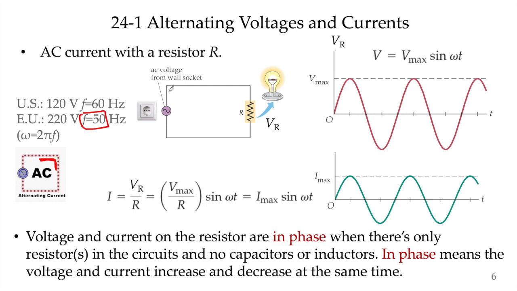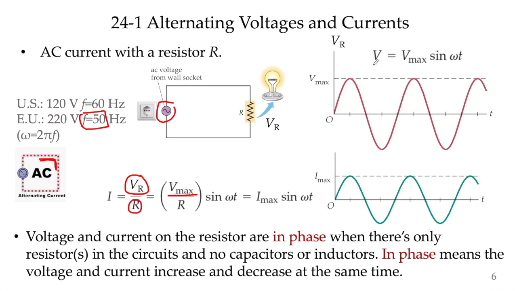Okay, so let's say we have an AC source and it's connected to a resistor. The resistor could be a light bulb, okay, it could be a heater or something like that. Okay, now if you ask what is the current here, how do you calculate it? It's going to be the voltage on the resistor divided by the resistance, right? Now the voltage is a sine wave, right? It's a sine wave.